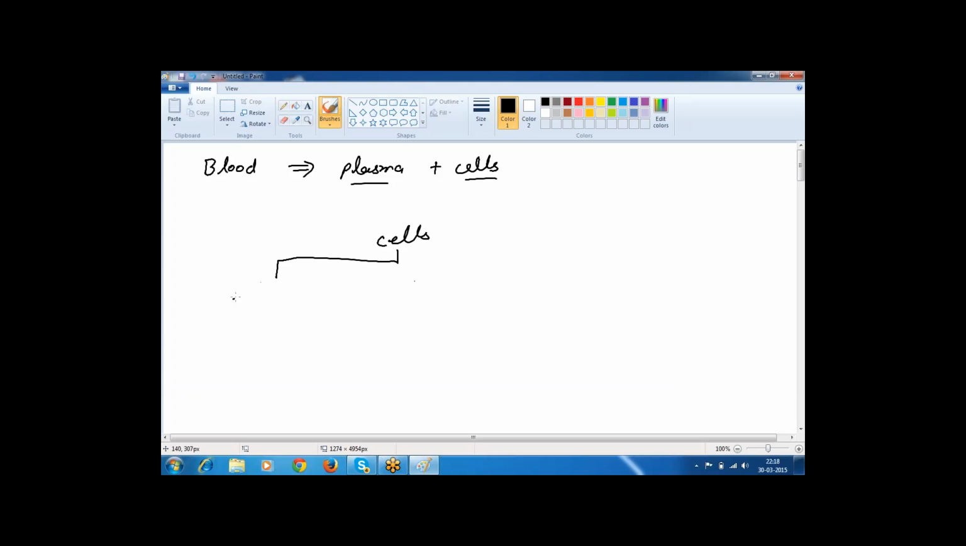We have got erythrocytes. These are also called red blood cells or RBCs. We have got the leukocytes. Those are called white blood cells, and thrombocytes. These are also called platelets. So we've got erythrocytes, red blood cells, leukocytes, and thrombocytes.